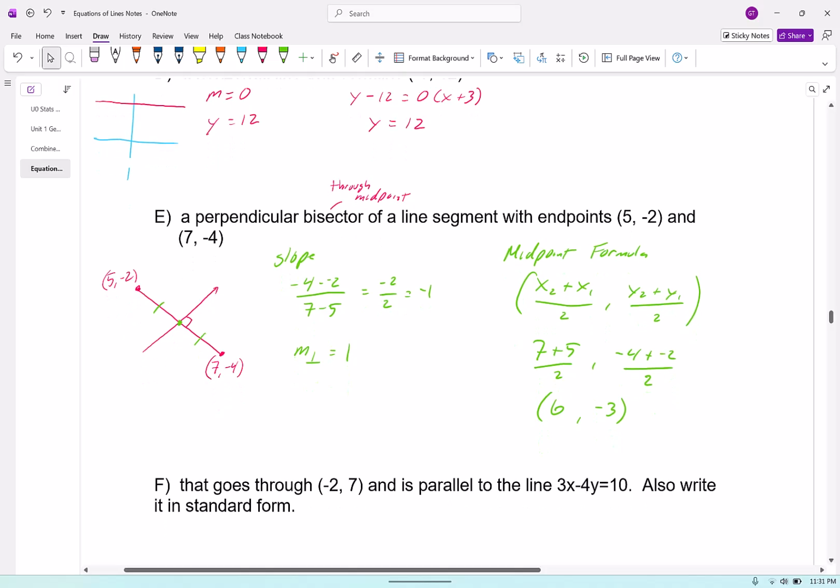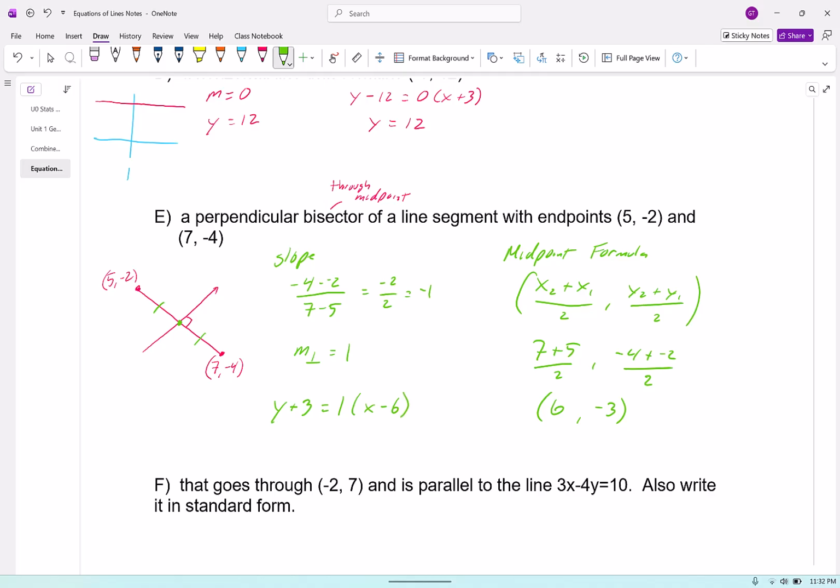So with all of this, I can go and do y. I'll stay in green since it's kind of all related. I get y equals, not y equals, sorry, y minus, it will be plus 3, so this will be minus a negative, equals 1 times x minus 6.